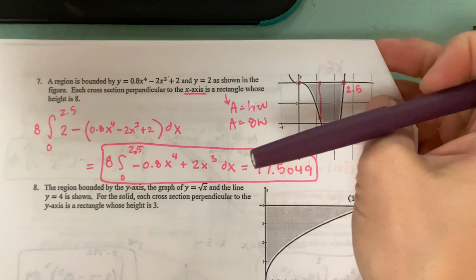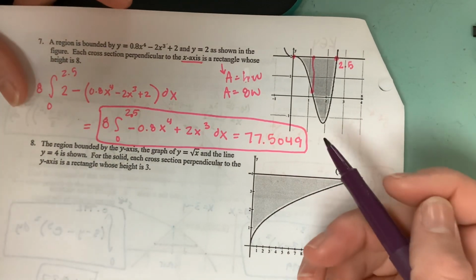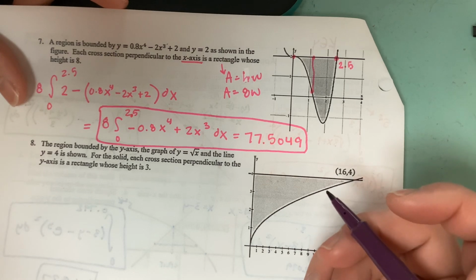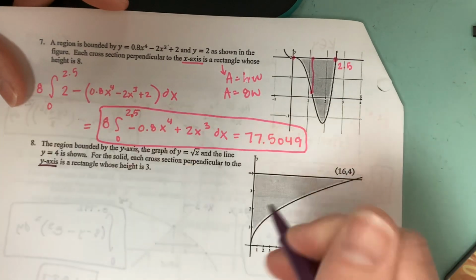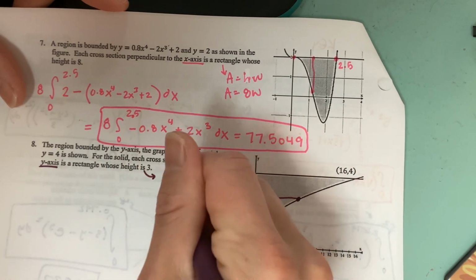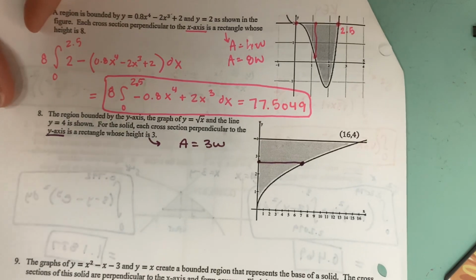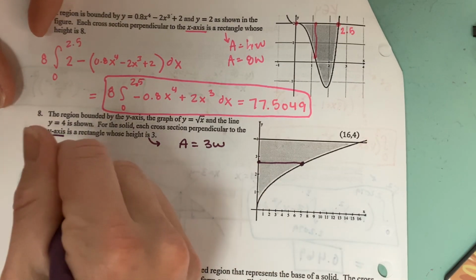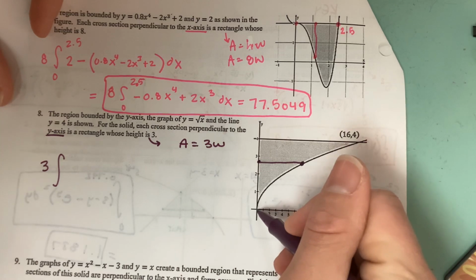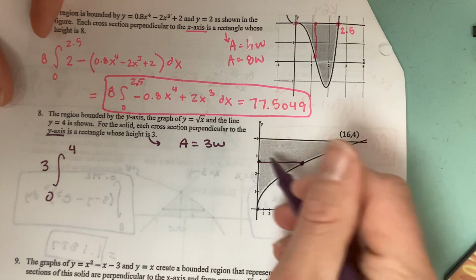The region bounded by the y-axis, the graph y equals square root of x, the line y equals 4 is shown. The solid cross-section perpendicular to the y-axis, so we're in terms of y, is a rectangle whose height is 3. So your area of the rectangle is going to be 3 times whatever the width is. So this 3 I can pull out in the front. Now we're going to use y values as my bounds. So I'm going to go from 0 to 4, and then right minus left.